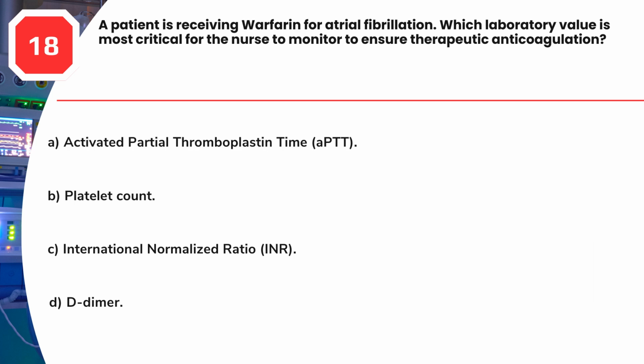Question 18. A patient is receiving warfarin for atrial fibrillation. Which laboratory value is most critical for the nurse to monitor to ensure therapeutic anticoagulation? A. Activated partial thromboplastin time, aPTT. B. Platelet count. C. International Normalized Ratio, INR. D. D-dimer.